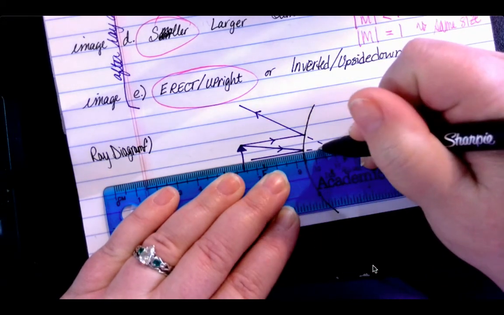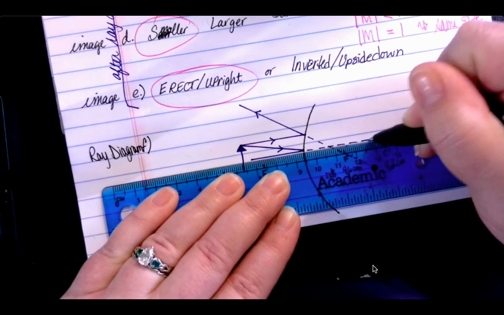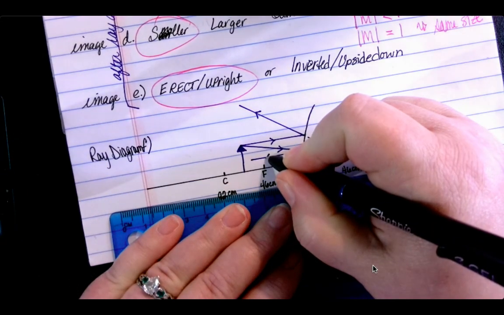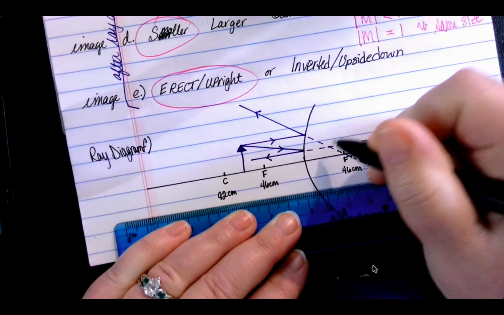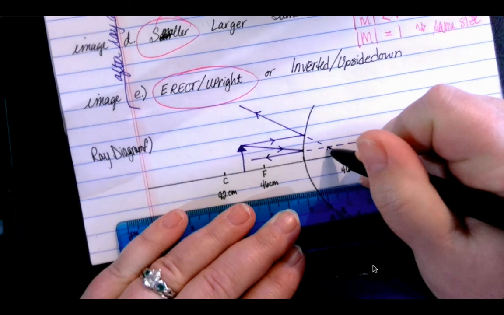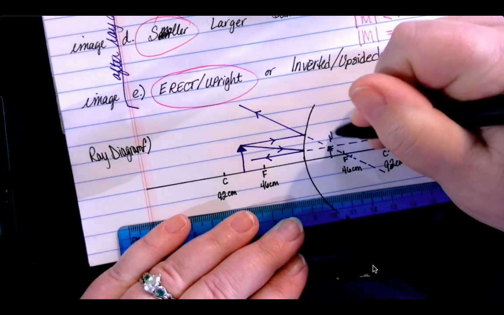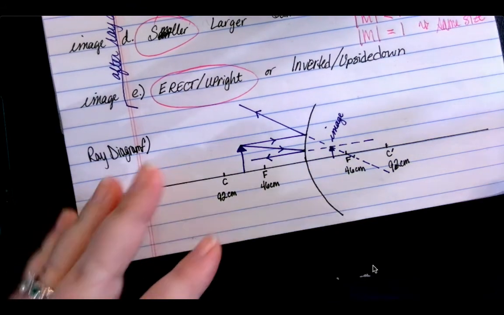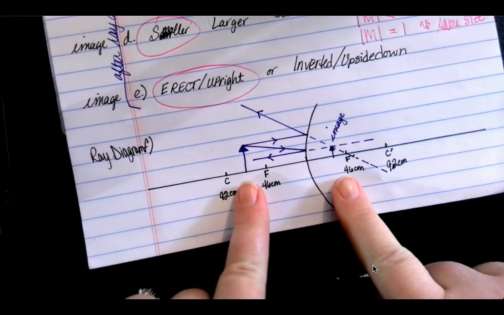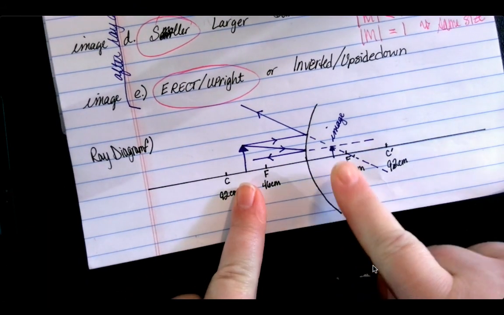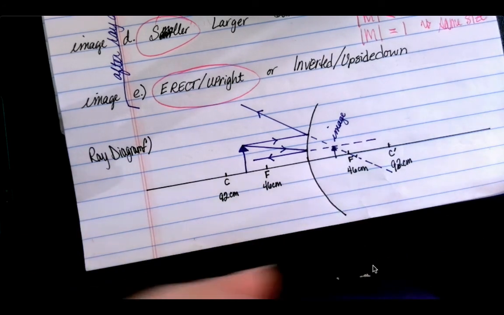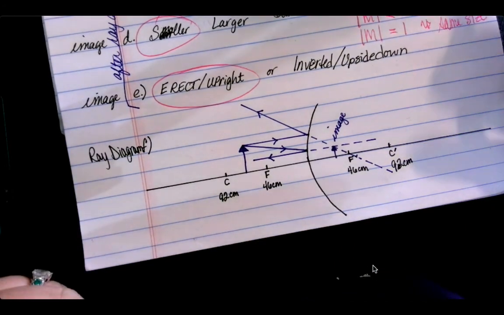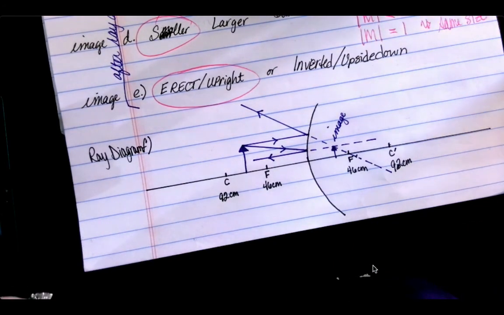So I want to extend this backwards. And this is my image. Okay. So using this, I can say that my image is smaller, it's upright, and it's virtual because it's where the lines come together by extension rather than actually coming together. All right, thanks.